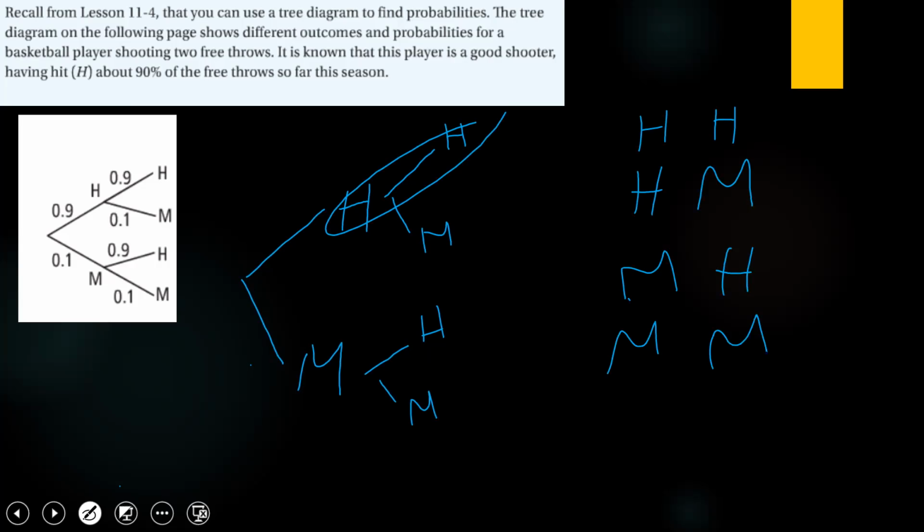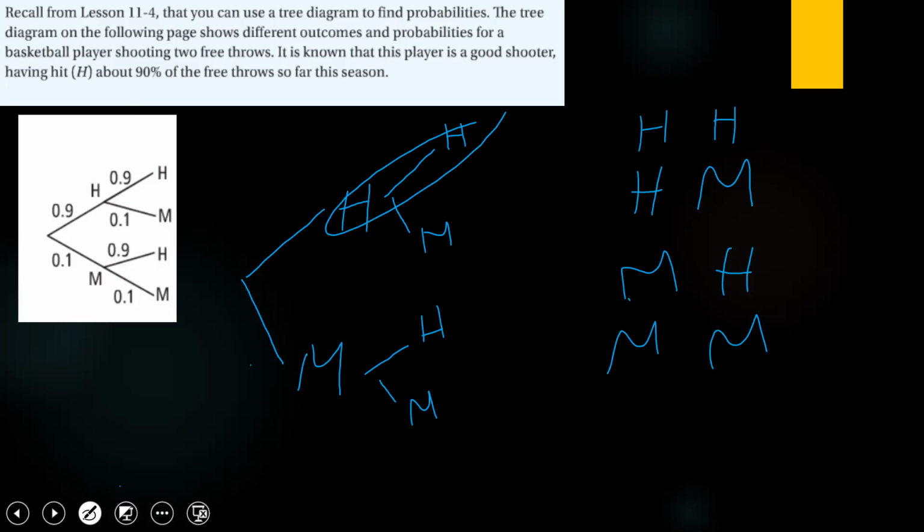We have independent events because the first one didn't depend on the second one, and the second one didn't depend on the first one. The second thing here, they have two outcomes, hit or miss. The third one, we have a fixed constant probability.